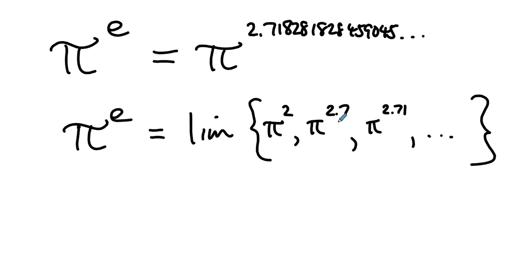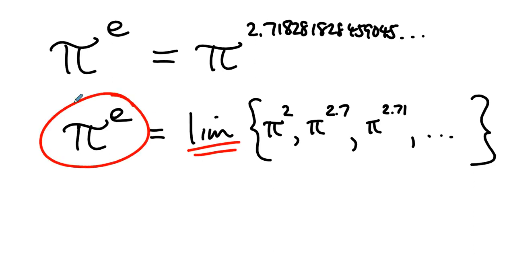We take the 10th root of pi, raise that to the 27th power, we get a number. We take the 100th root of pi, raise it to the 271st power, and we have a number. And those numbers get closer to each other as we go. So the sequence settles down, and when the sequence settles down, it's got a limit, and that allows us to talk about pi to the e.